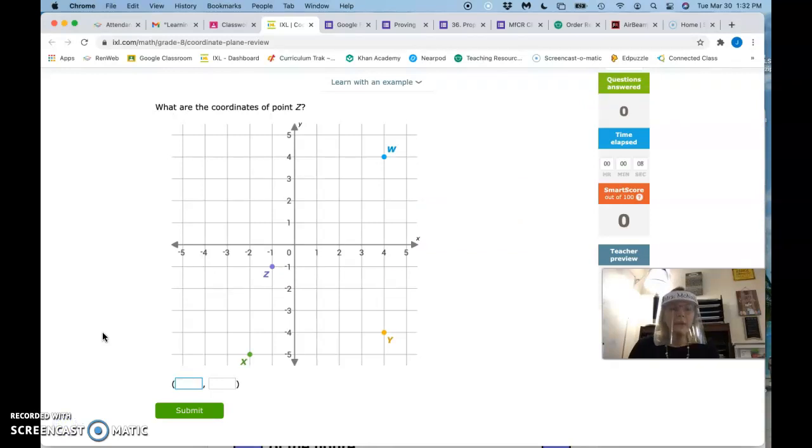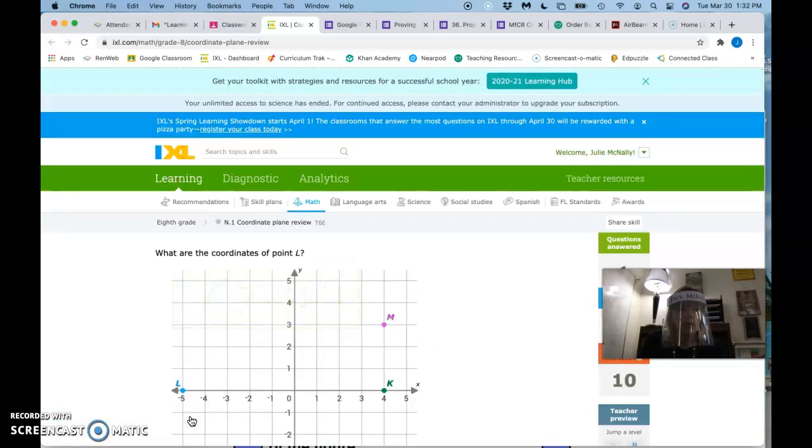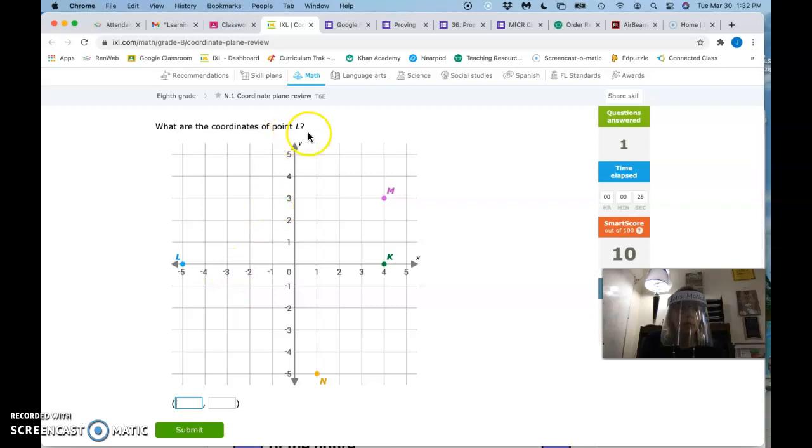And real quick for the IXL today, just to make sure you know what to do, it says up here, what are the coordinates of z? So I'm going to look at point z, and I see that it's -1, -1. And that's all you're doing. Look at the point it's asking you for and write the coordinates for it. So this one is -5 and 0.